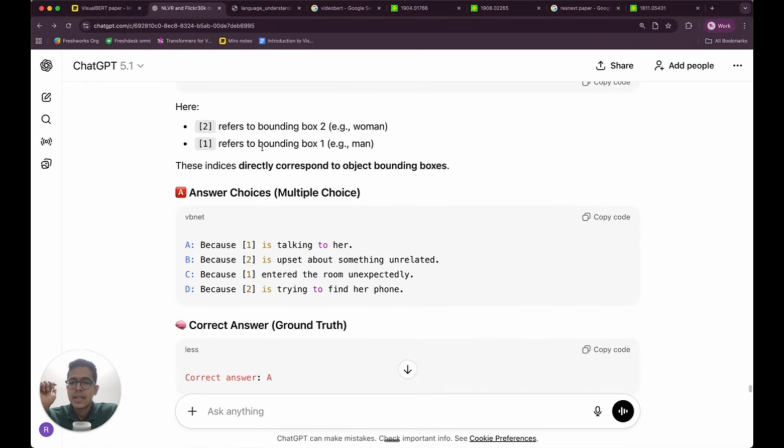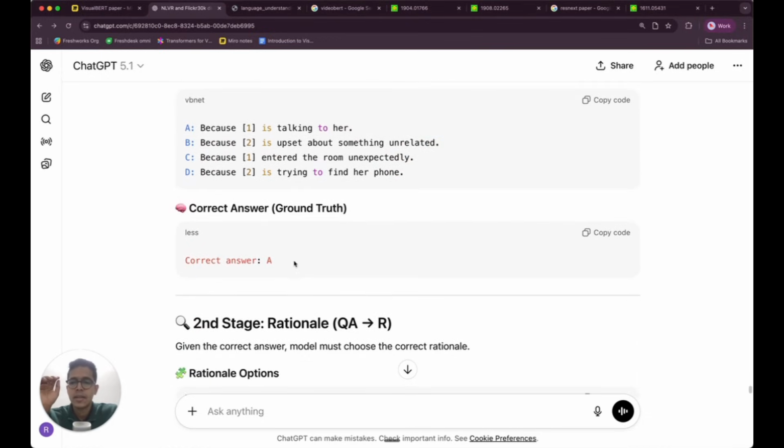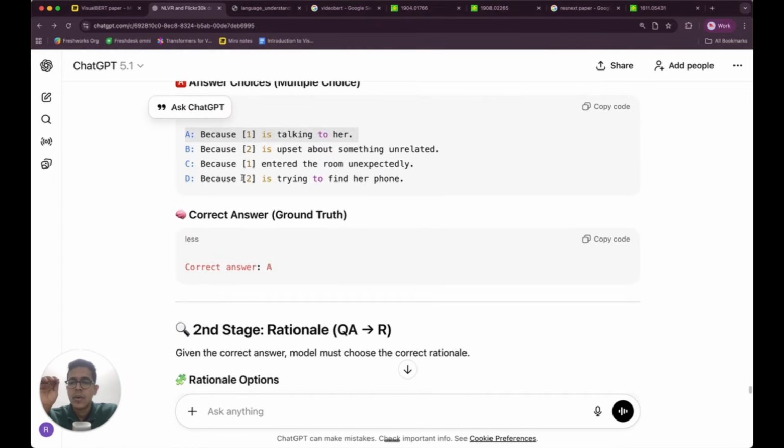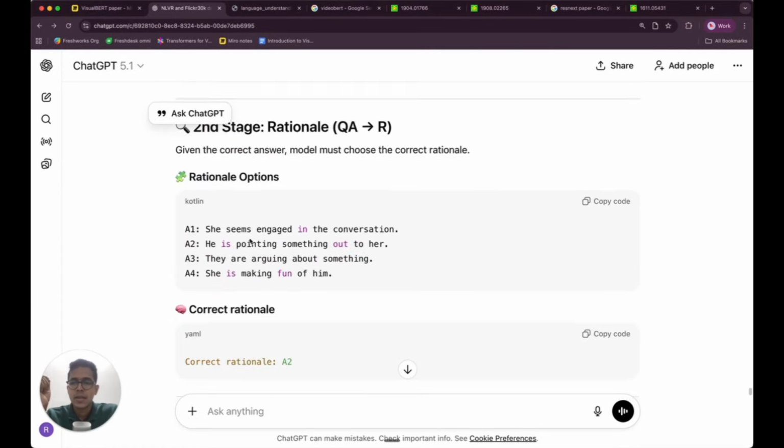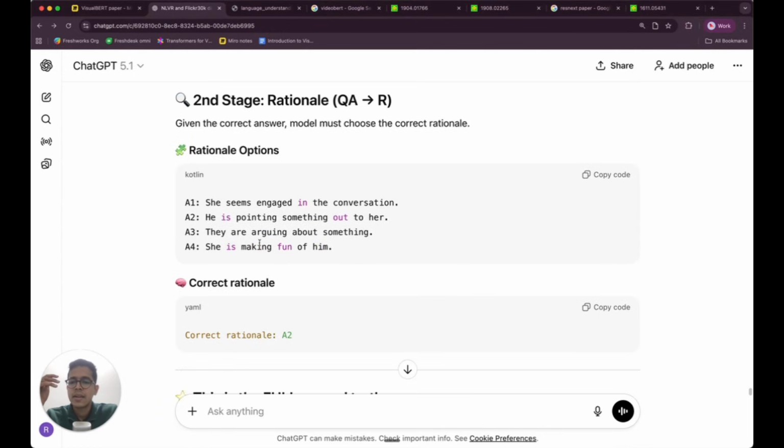Then the answer choices are these 4 answers: because 1 is talking to her, because 2 is upset about something unrelated, and so on. Now let's say the correct answer is answer A. Now there are 4 reasons for why this answer is correct. Rationale 1 is she seemed engaged in the conversation. He is pointing something out to her. They are arguing about something. She is making fun of him. Then the correct rationale is A2.